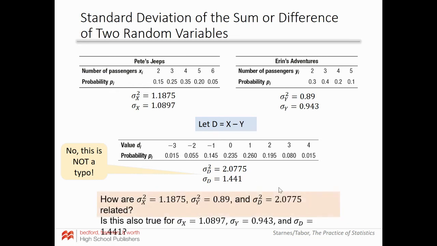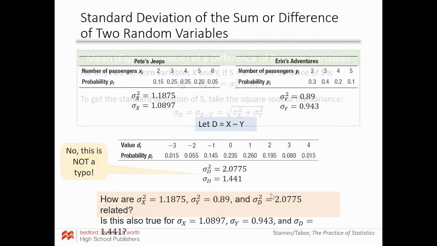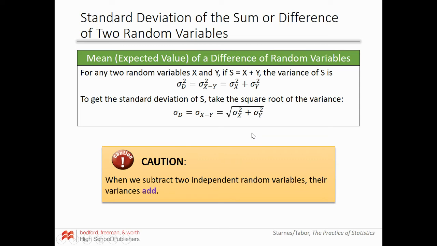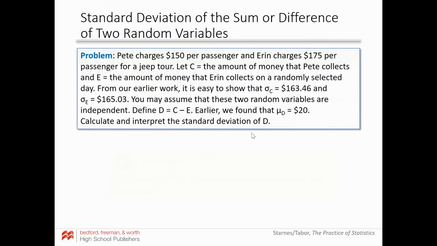If you don't see it, it's the exact same thing as before. When you added them, you added their variances together and then took the square root. When you subtract the random variables, you actually add their variances still and then take the square root. It behaves the same way if you add or subtract for standard deviation. So when we subtract two independent random variables, their variances add. Just another caution put out there.